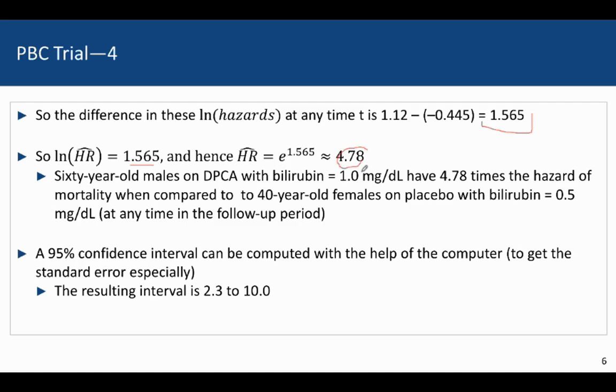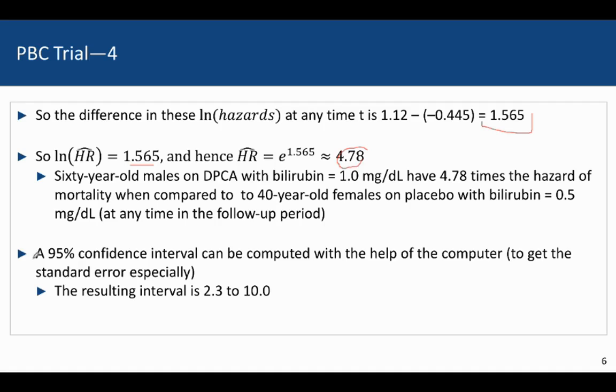So the first group is older, on the treatment, has higher bilirubin, and is male. The cumulative impact of those things, compared to the other group, who is younger, female, on the placebo, with lower bilirubin, is an estimated hazard ratio of 4.78.